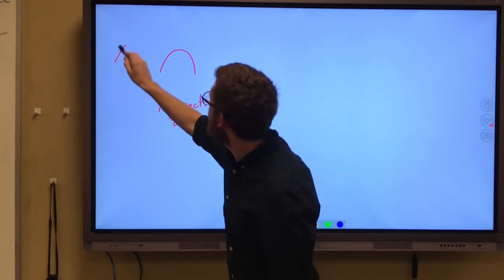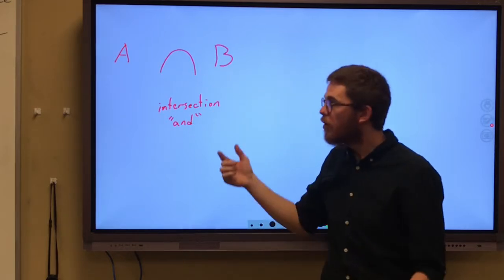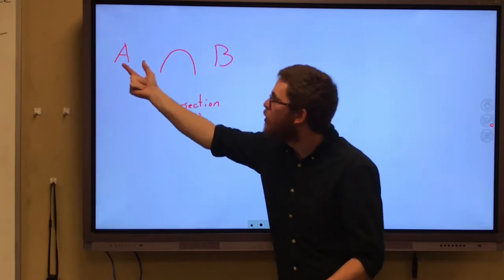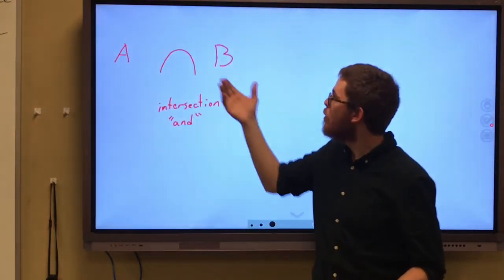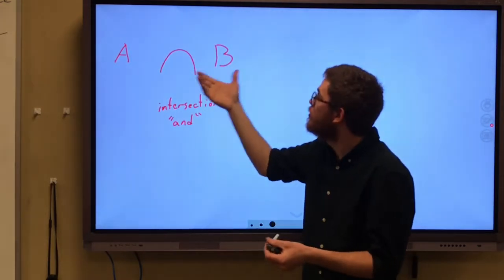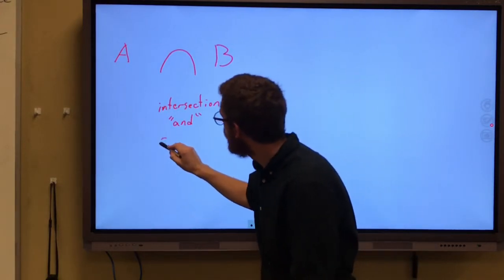If we're talking about A intersection with B, well, in order to be a part of this newly created set, we have to belong to both A and B. Both sets must contain the element for it to be an element of the intersection of A and B, because this is the overlap.